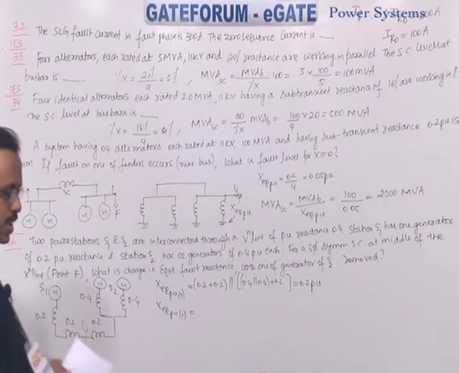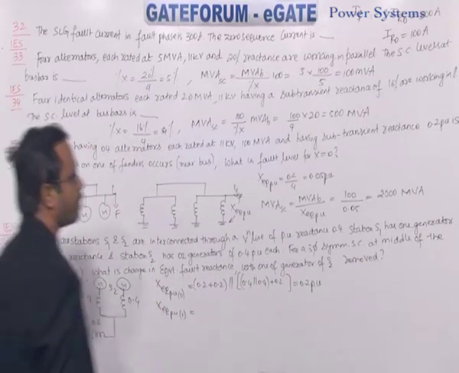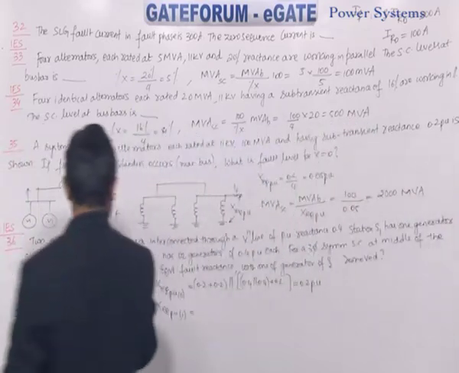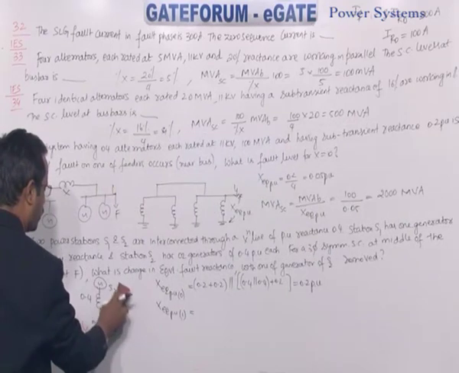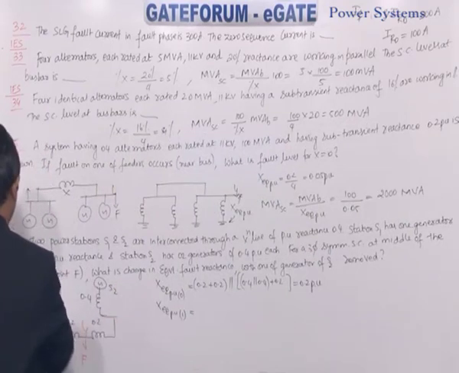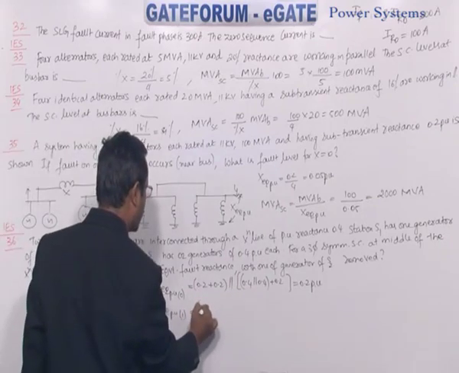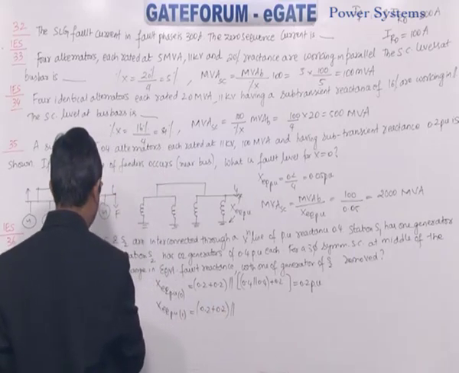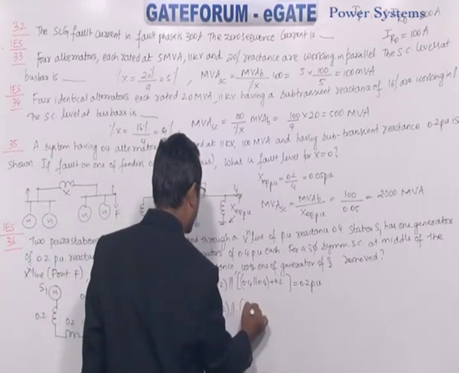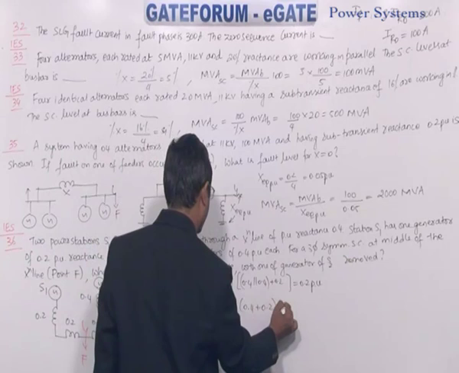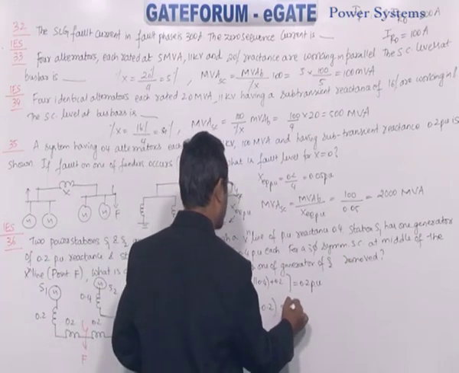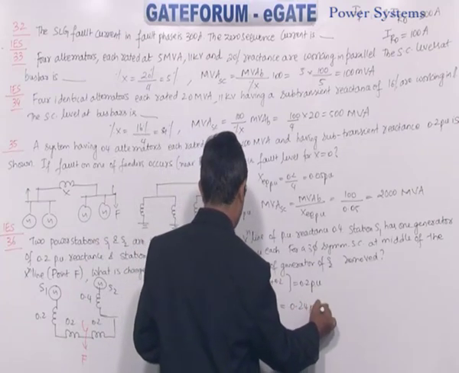Now one of the generators of S2 is disconnected. With one of the generators of S2 disconnected, what will you get now? 0.2 and 0.2 on the left-hand side, they are in series. What happens to the right side? 0.4 and 0.2 are in series. So 0.4, 0.6, how much do you get? 0.24 per unit.